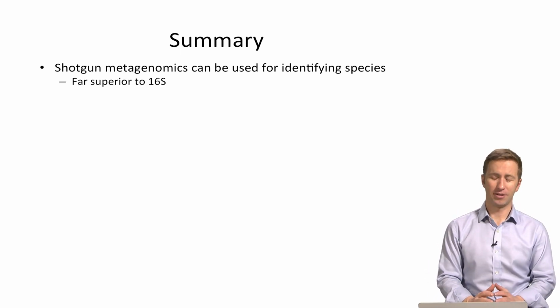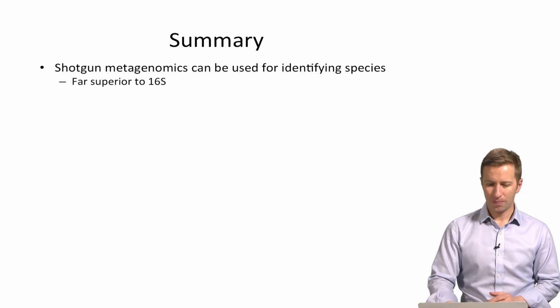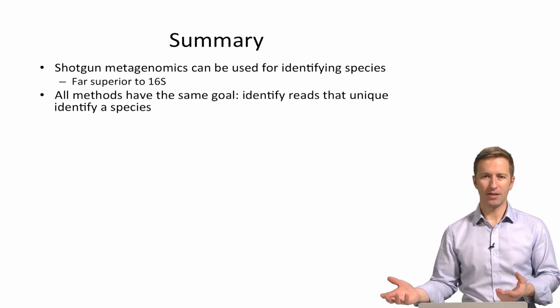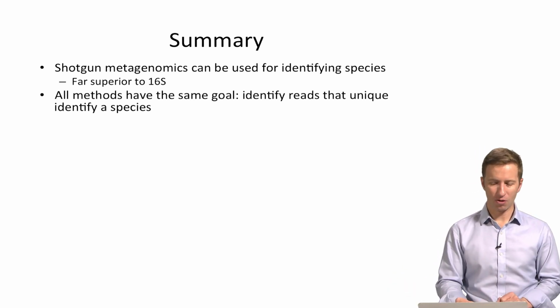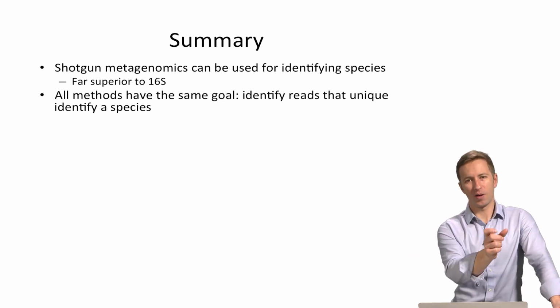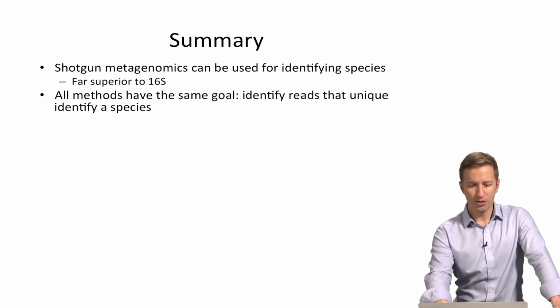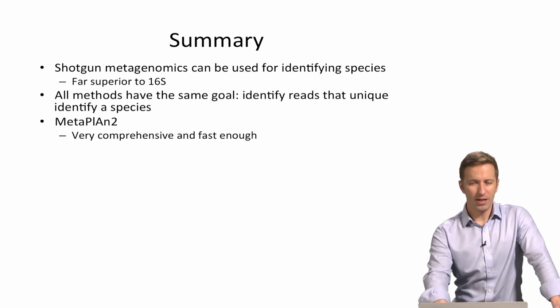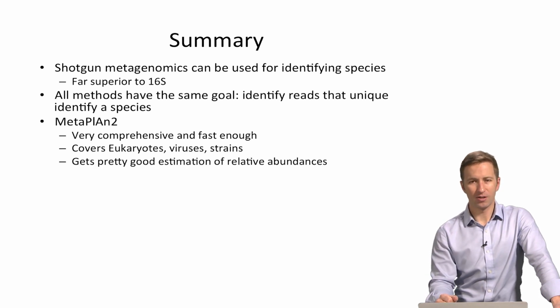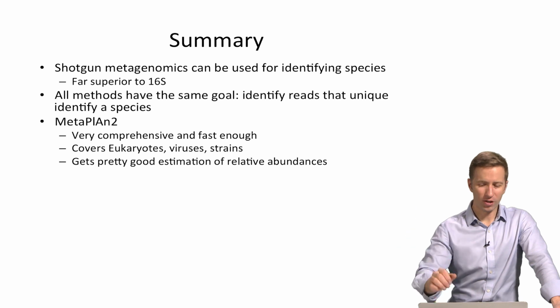So in summary, shotgun metagenomics can be used for identifying species. It's far superior to 16S in this respect. All of the methods that try to annotate species or strains out of the shotgun data have the same goal. So they want to identify reads in the input data that uniquely identify a particular species. MetaPhlAn 2 is very comprehensive. It's reasonably fast. The new version covers eukaryotes, viruses, and strains, and so that's a very nice improvement. And you get pretty good estimation of the relative abundances with a few false positives.